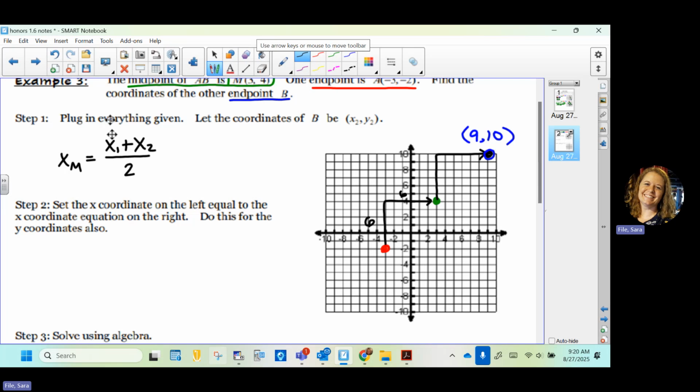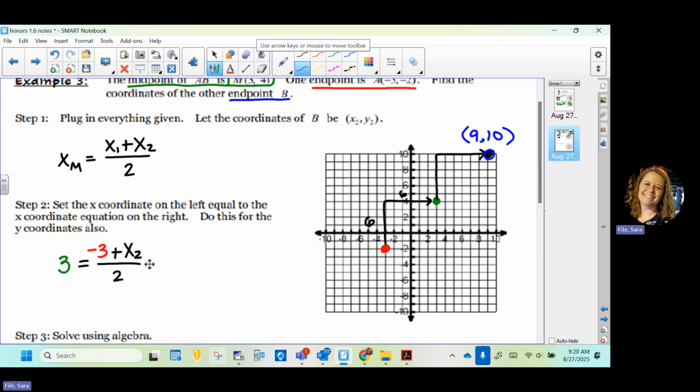So plug in everything given, then set the coordinate on the left equal to the coordinate equation on the right. Do this for the y coordinate also. So when I plug in, I would know the midpoint x is 3, and the endpoint x that I know is -3, right? So I would just work this backward.